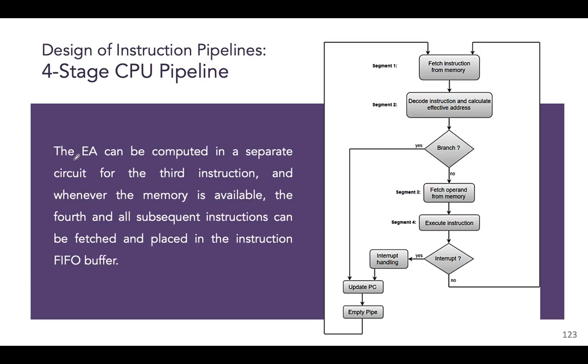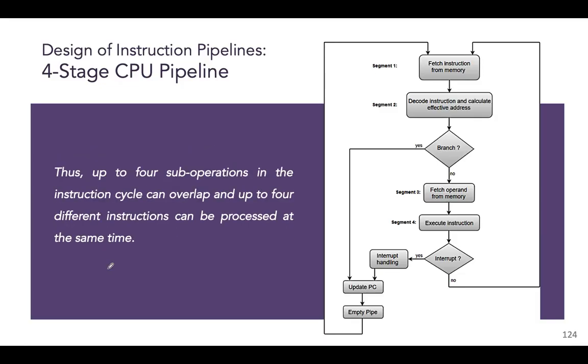Now, the effective address can be computed in a sequence circuit for the third instruction, and whenever the memory is available, the fourth and all subsequent instructions can be fetched and placed in the FIFO buffer, which means that up to 4 sub-operations in the instruction cycle can overlap with one another. And that means that up to 4 different instructions can be processed at the same time. So take a break here, take a look at how this specific pipeline is working, and you'll see that up to 4 different instructions can be present in various segments of this pipeline at the same time. That's the speed up you get if you use a pipeline system instead of a non-pipeline system.